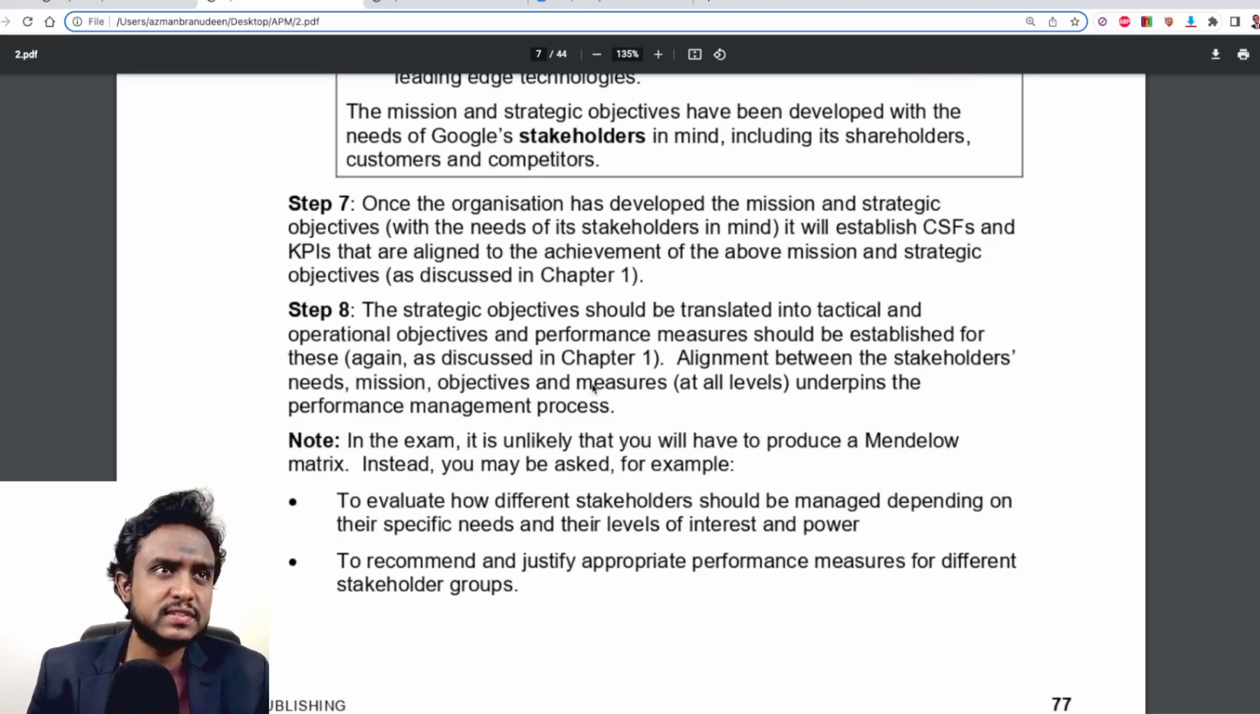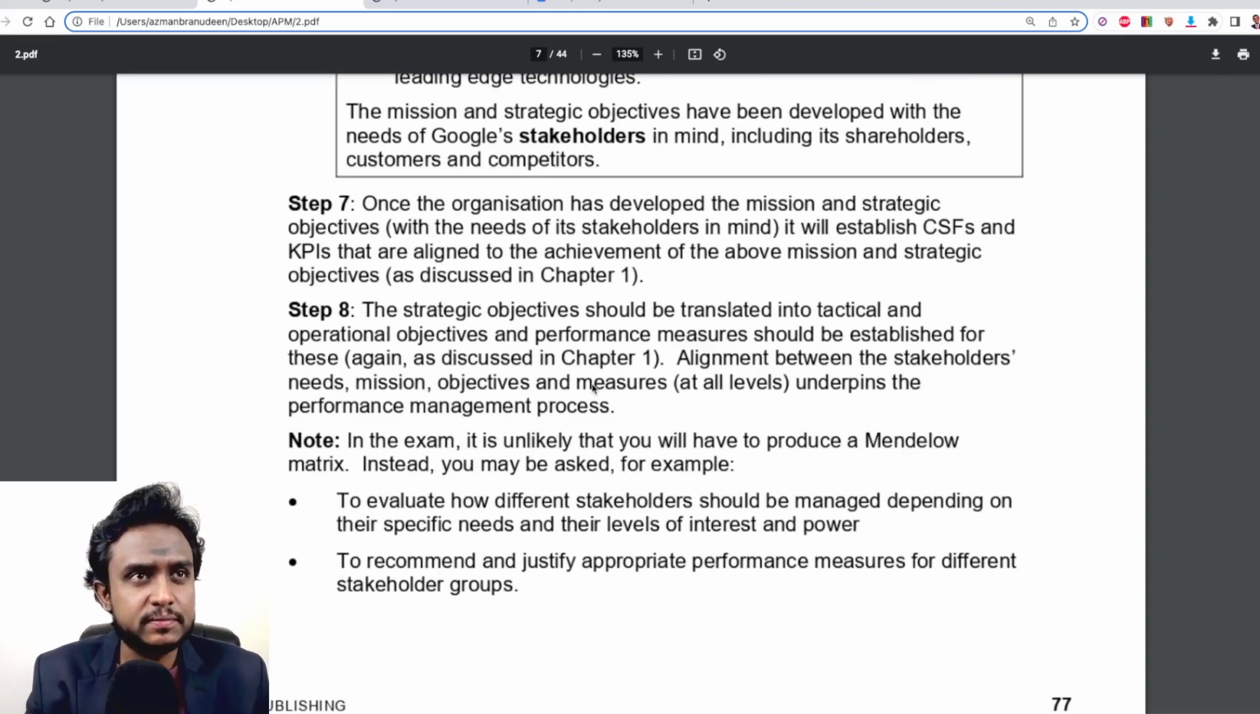Step 7 is, once the organization has developed the mission and strategic objectives, you will go on to establish your CSFs and your KPIs, and thereafter you implement your process, you implement your business, you keep tracking them using your KPIs, and you try to manage it. And step 8 here, so this is more on the planning side of things, especially steps 6, 7, and 8. The strategic objectives should be translated into tactical and operational objectives, and performance measures should be established for these.